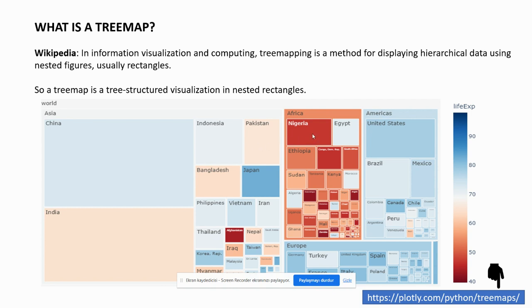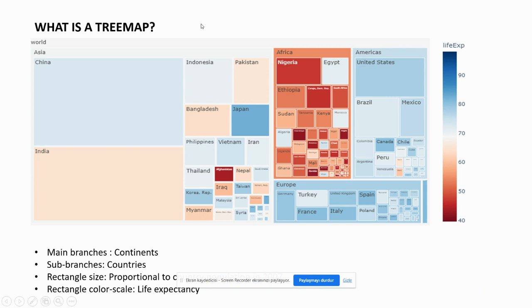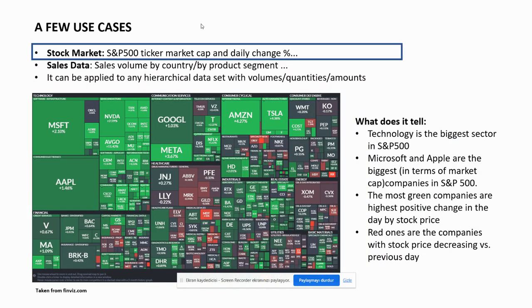Here is an example: you can see in Africa, Nigeria is one of the most populated countries and its life expectancy is around 50. So this is the tree map that you can use for several applications. As I have explained, it uses a hierarchical data structure, and today we will use this tree map visualization for stock markets.